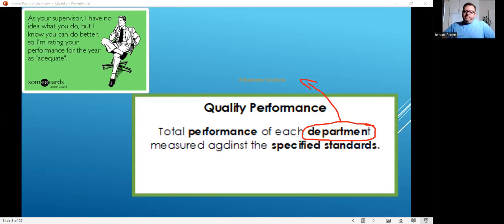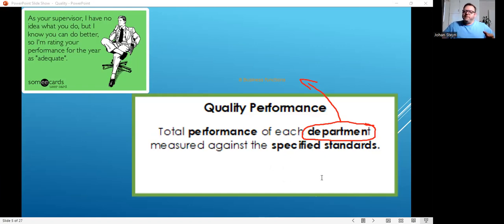But now you need to remember, each department has a set of jobs. They've got things they need to do. They've got a basic job description. So quality of performance is not necessarily just them doing their job. They need to go above and beyond. They need to look at what they can do extra. How can we do our job better? And that's the idea you need to think of when it comes to quality of performance.